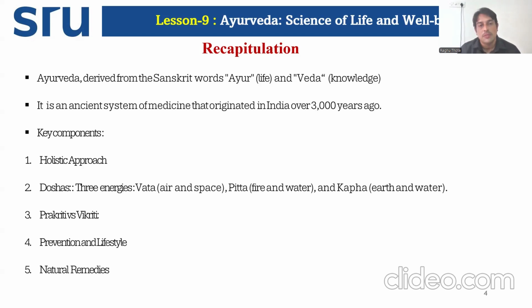It is an ancient system of medicine that originated 3,000 years ago. See that, Ayurveda doesn't belong to recent times. It belongs to 3,000 years ago. They relied completely on natural therapy. What are the key components of Ayurveda's holistic approach?